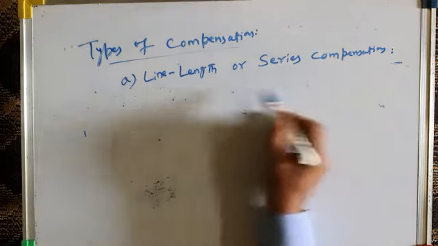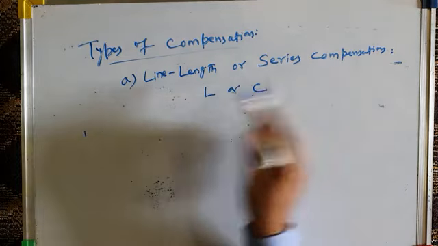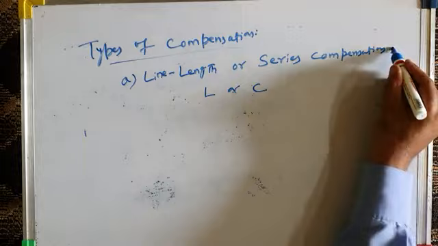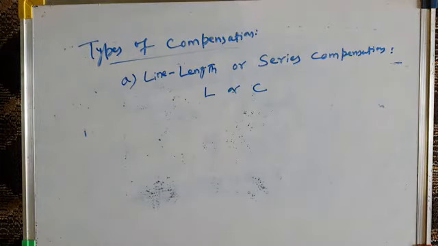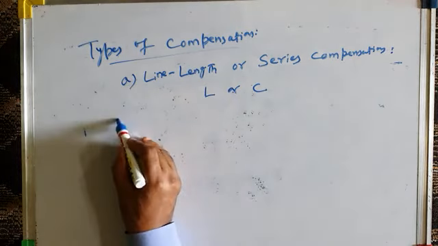So in series compensation, generally an inductor or a variable capacitor is connected in series with the line, and it improves the stability of the line. It makes the line carry more power and all that. This is called line length compensation or series compensation.